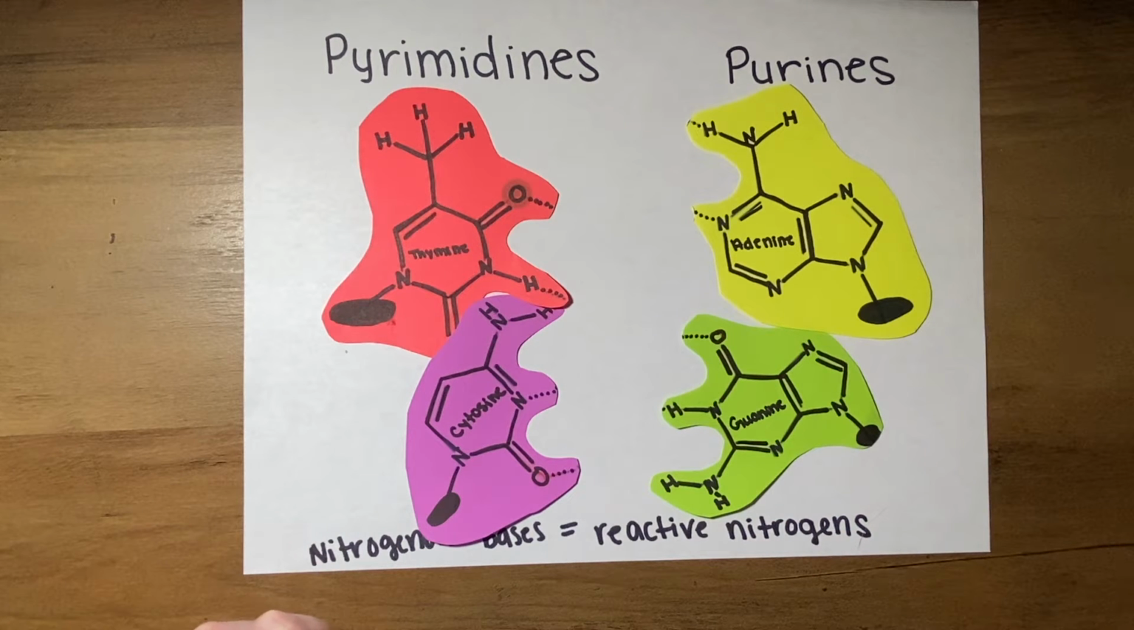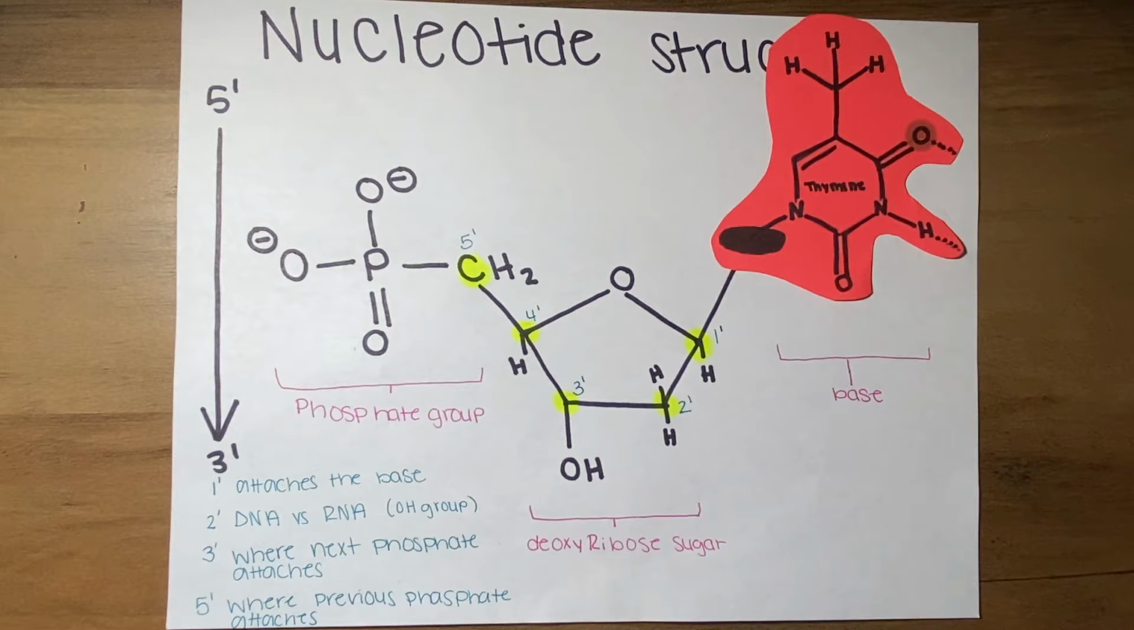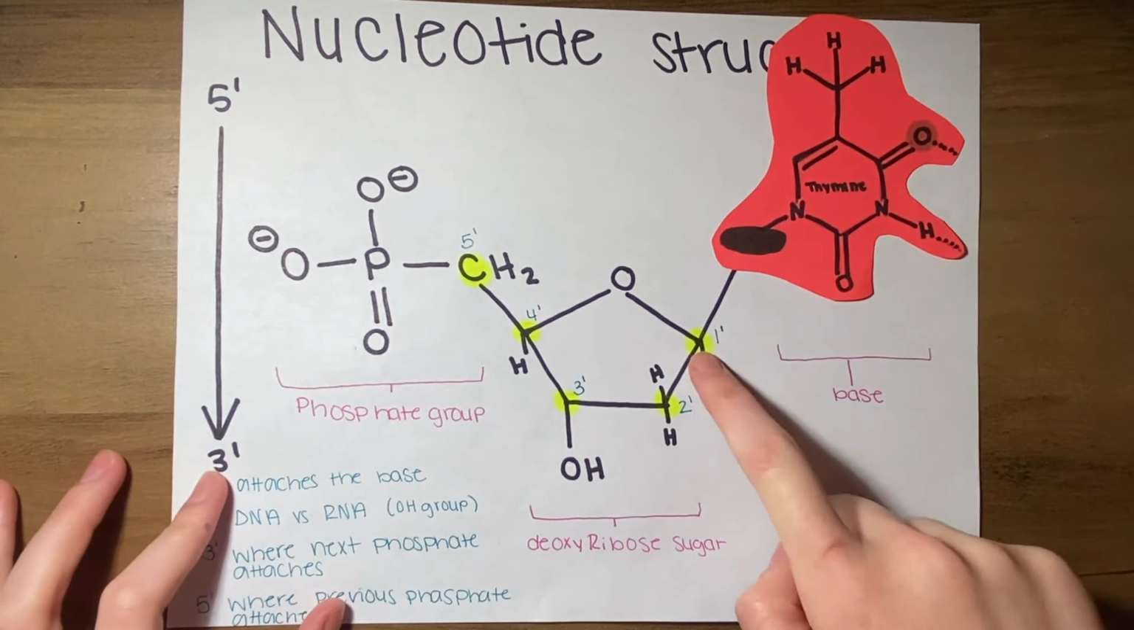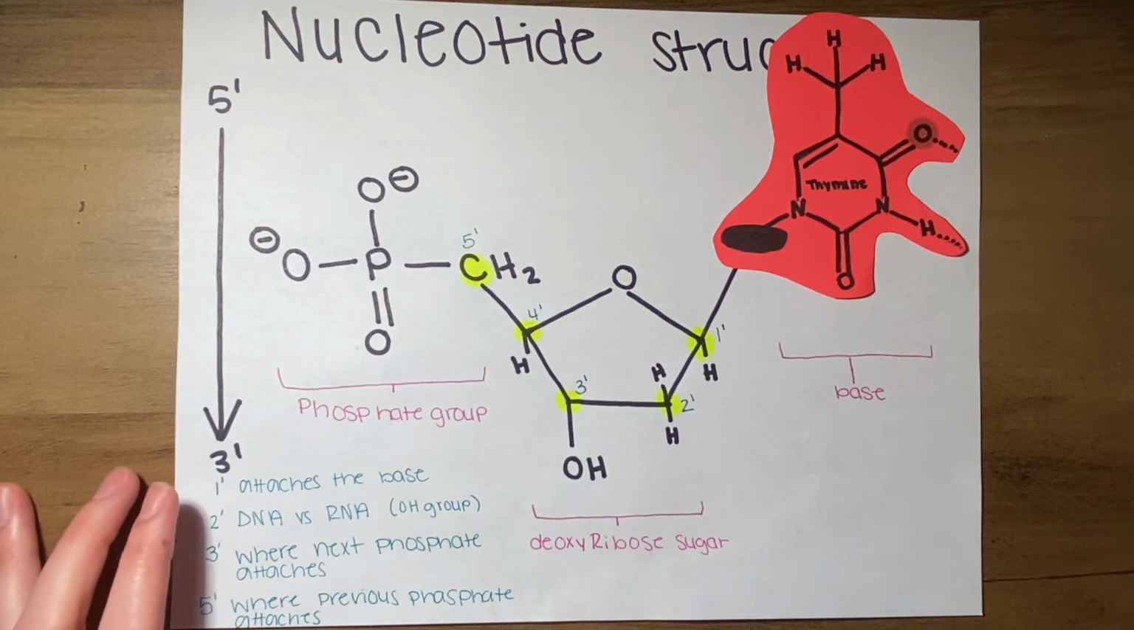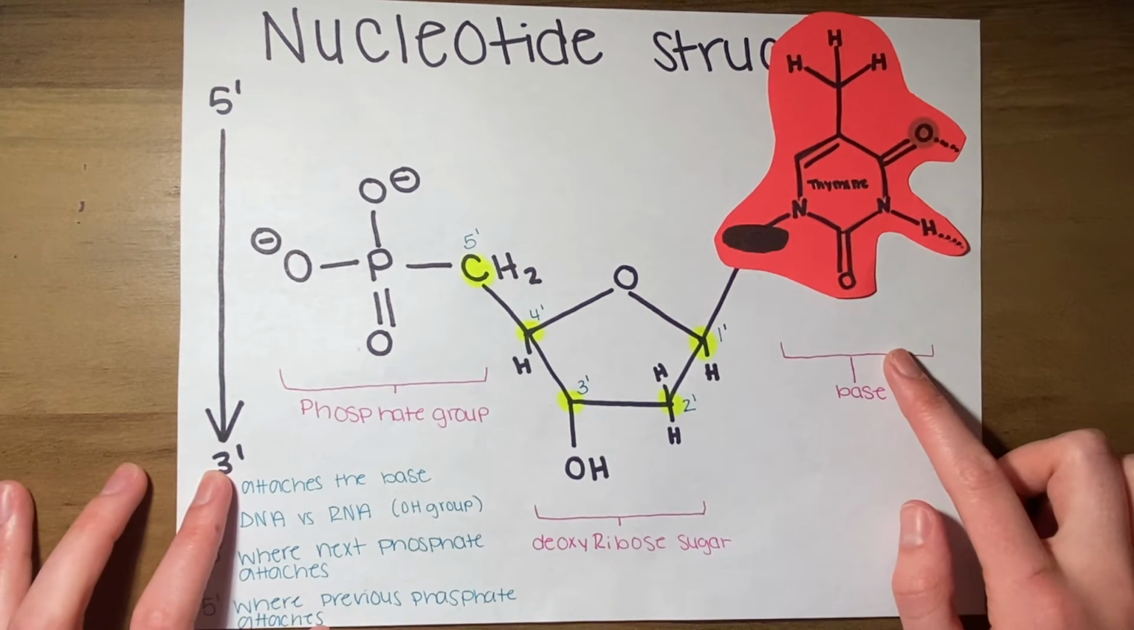And now we'll look at the other molecules involved in the structure of DNA. Here I've drawn out the nucleotide structure. In the structure we have a phosphate group, a deoxyribose sugar, and a nitrogenous base. The deoxyribose sugar has 5 carbons, 1, 2, 3, 4, and 5 prime. On the first carbon we see that this is where the nitrogenous base binds.